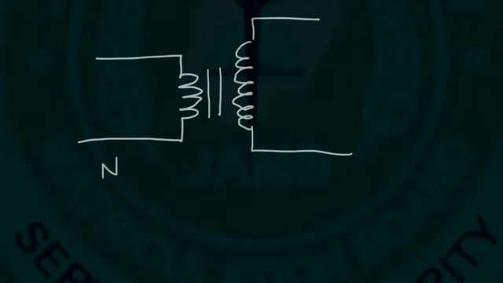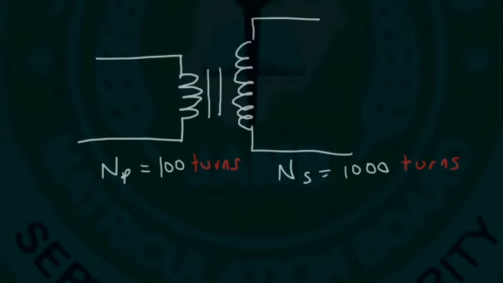Now let's say that the primary coil has 100 turns. And let's say that the secondary coil on the right has 1,000 turns. Because the secondary coil has more turns than the primary coil, this is going to be a step-up transformer. A step-up transformer is used to increase the AC voltage. So let's say that the input voltage at the primary coil is, let's say, 6 volts.